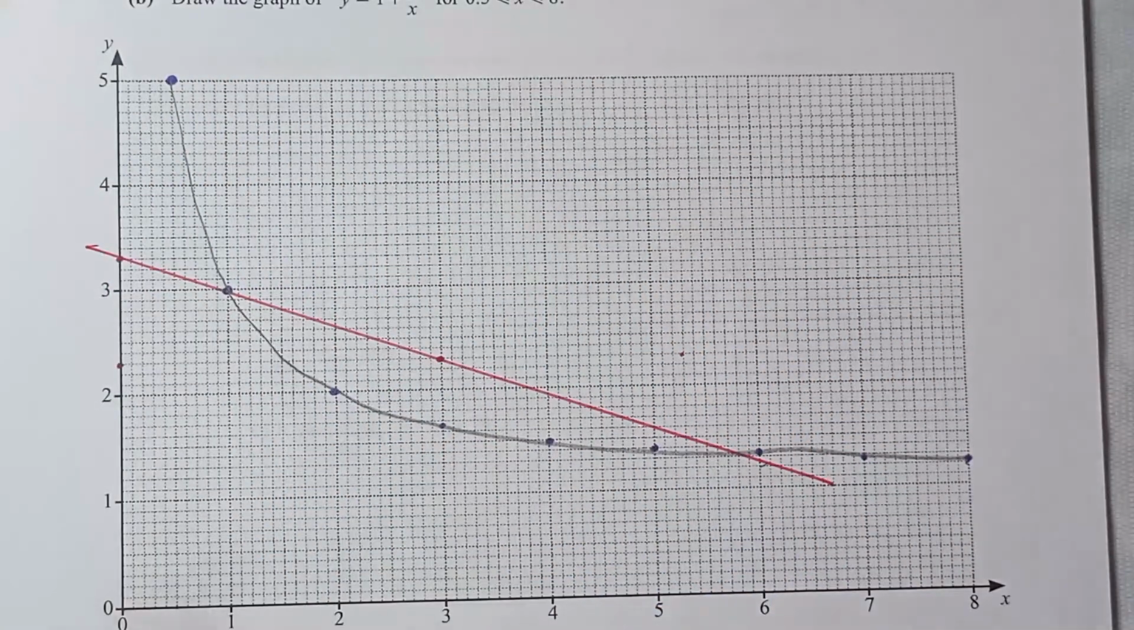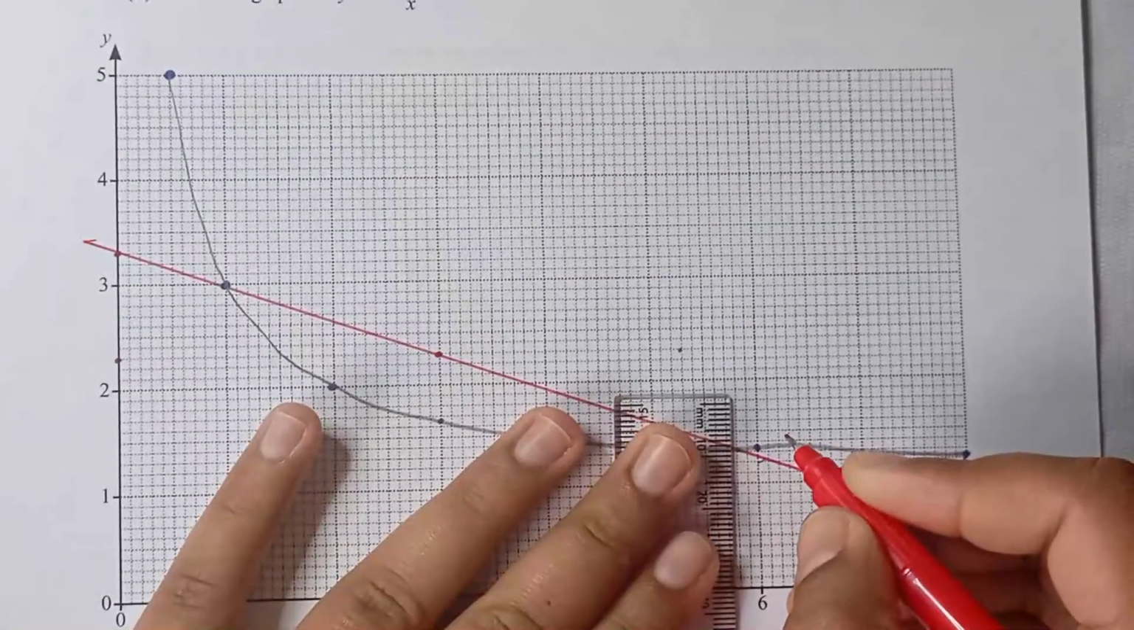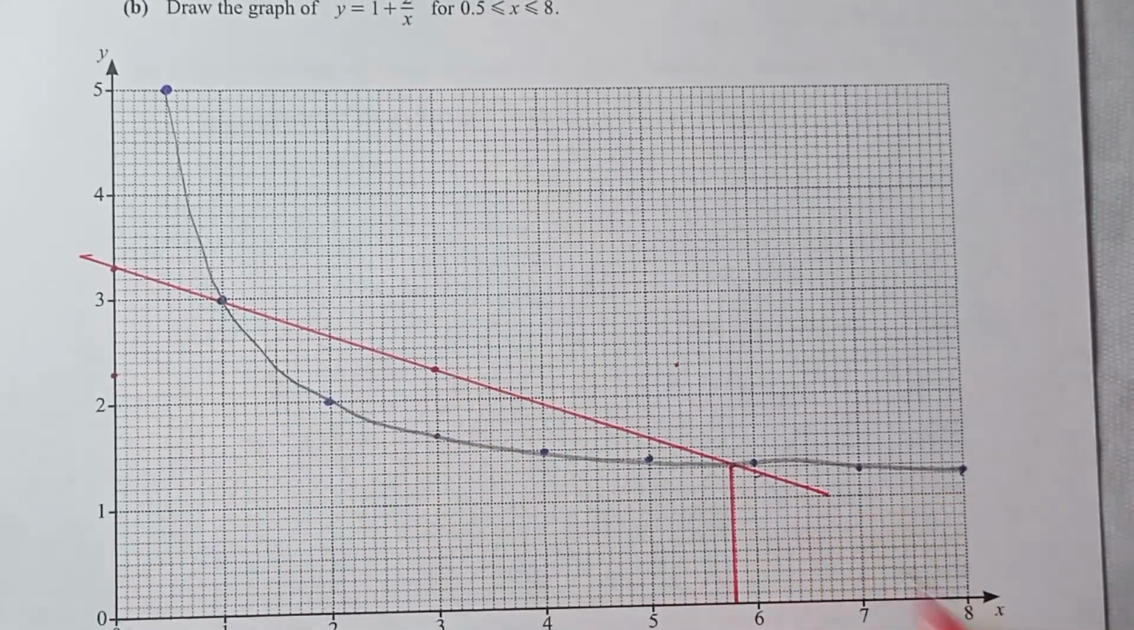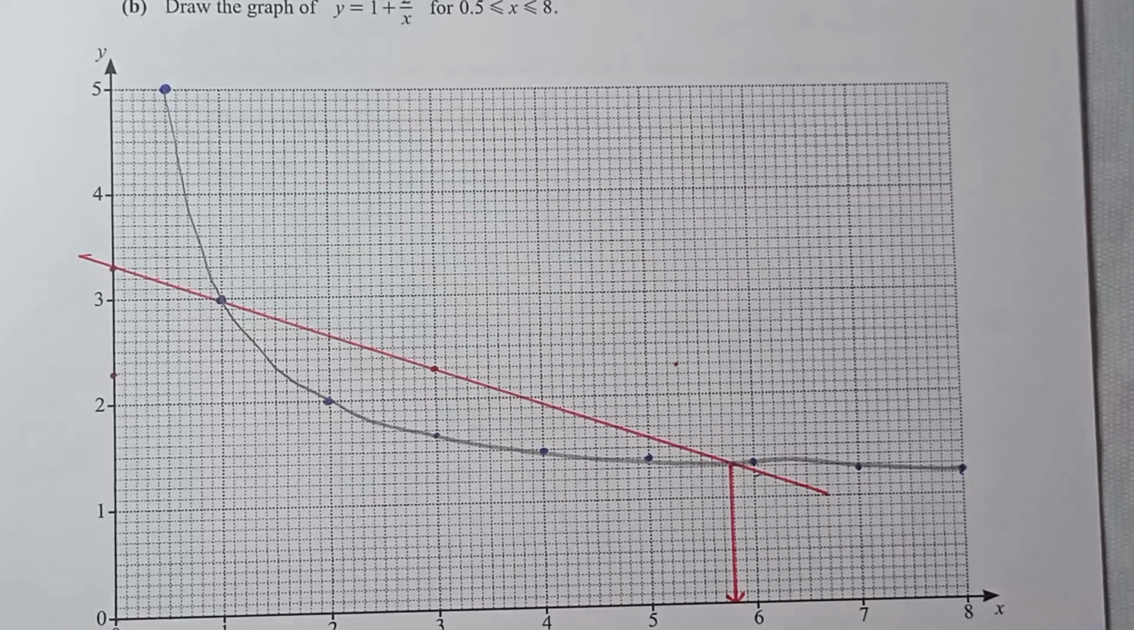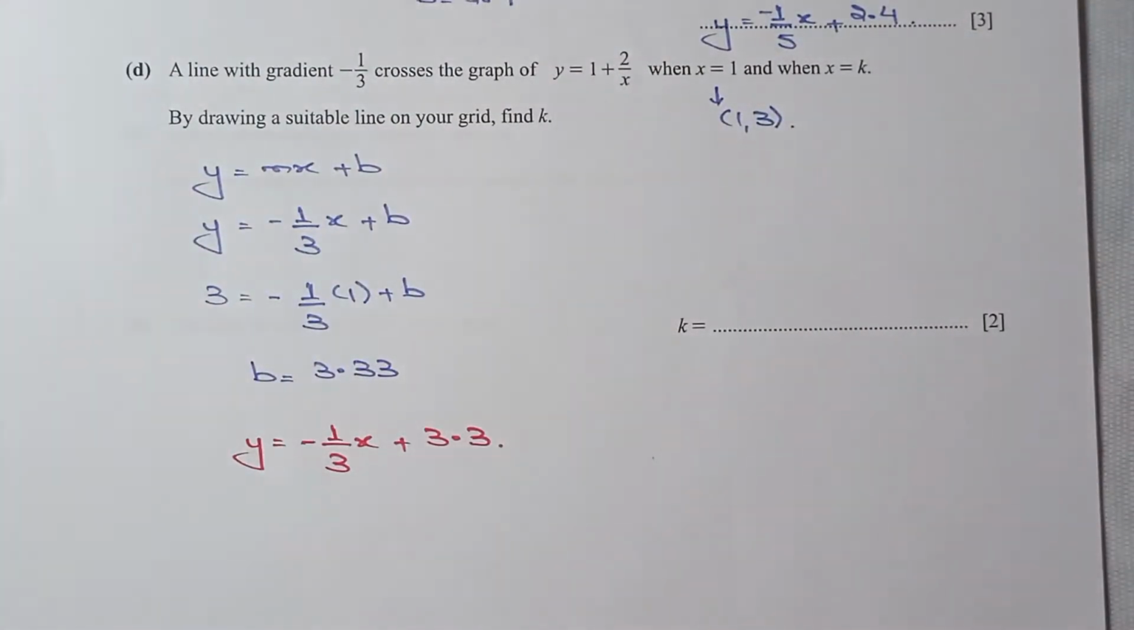Okay, so let's see at what point the line cuts the curve. So the line cuts the curve at the point 5.8. Yes, so in my case the value for k is 5.8.